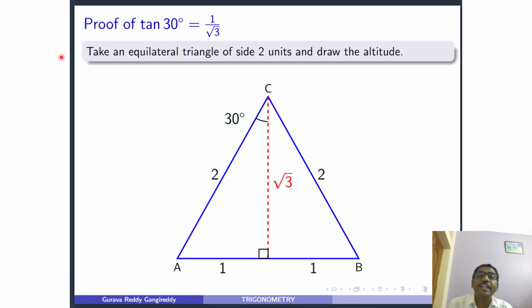Proof of tan 30 degrees equal to 1 by root 3. Take an equilateral triangle of side 2 units and draw the altitude. This is 30 degrees and this is also 30 degrees. This is 60 degrees, this is 60 degrees. They are asking to find tan 30 degrees. So tan 30 degrees, for 30 degrees opposite side is 1, adjacent side is root 3. So tan 30 degrees I will get 1 by root 3.